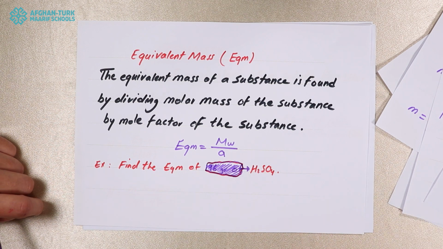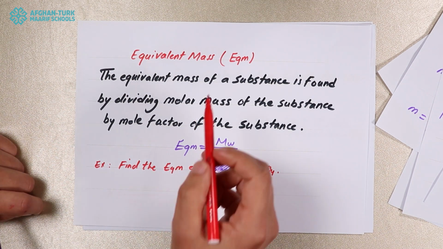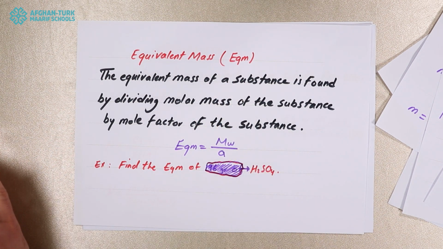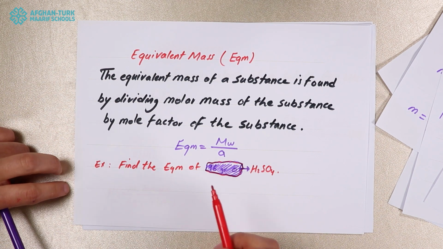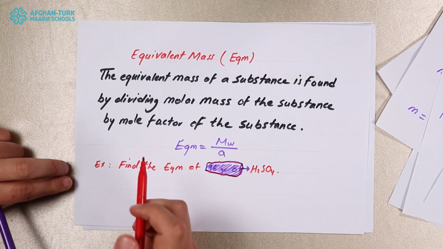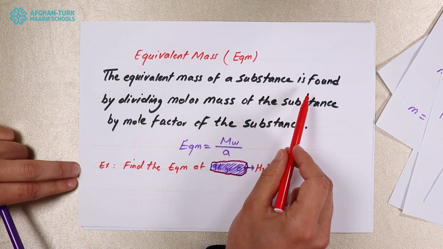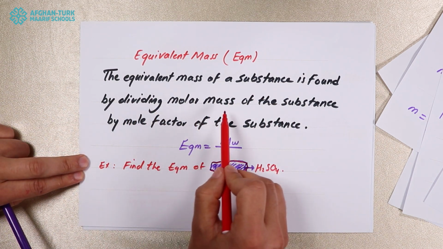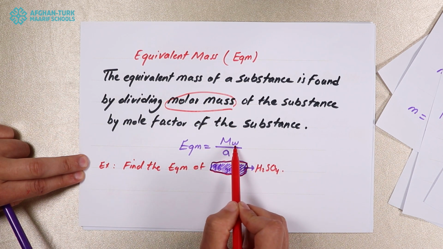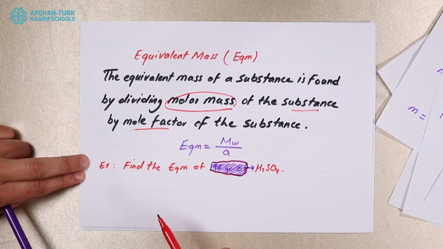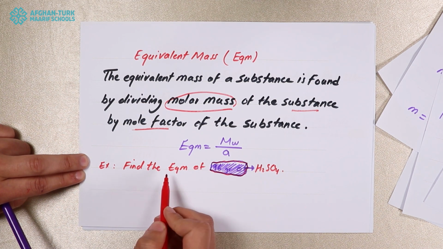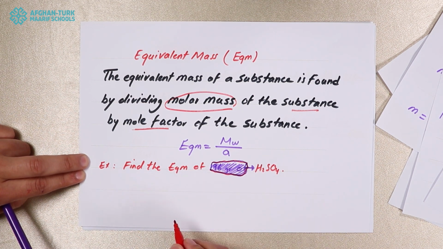Okay, next one is equivalent mass, shown by EQM. EQM is equivalent mass or equivalent weight, also called equivalent gram. Equivalent mass of a substance is found by dividing the molar mass, or molar weight, of the substance by the mole factor of the substance. For example, find the equivalent mass of H2SO4.